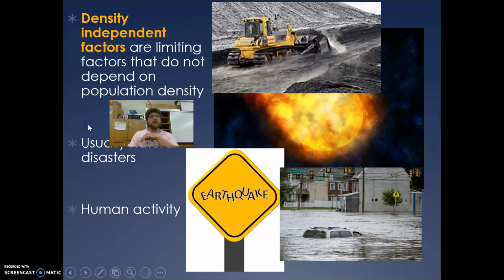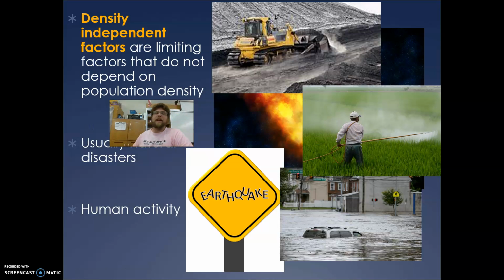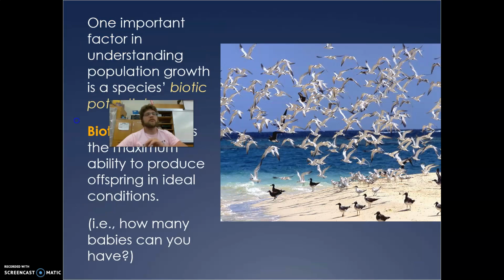You can also think of pesticide and herbicide application. So when farmers want to get rid of all the weeds, it doesn't matter if there's one weed or thousands of a weed, that pesticide is going to kill 99% of them, okay? The density doesn't matter. Its effectiveness will be the same. So density independent, doesn't matter how dense the population is, that factor has the same effect.